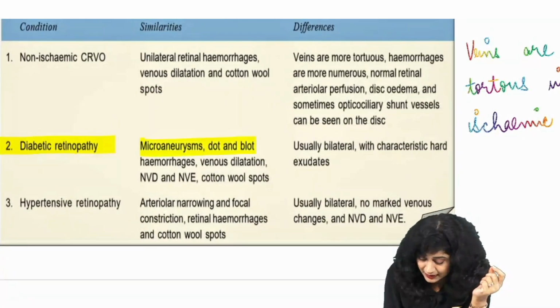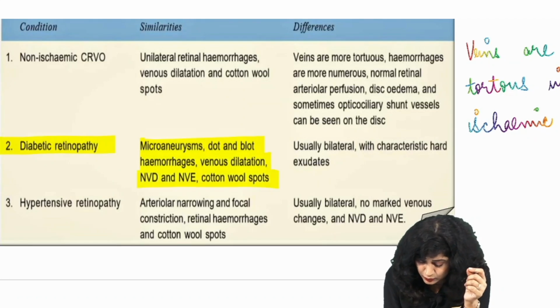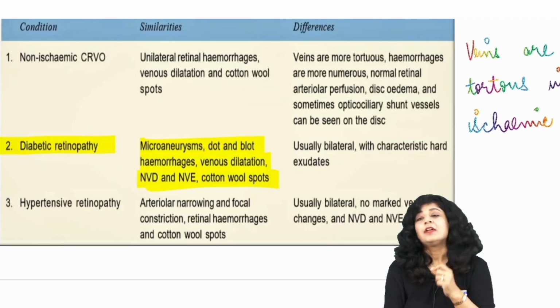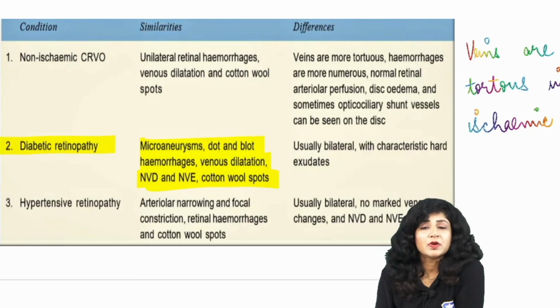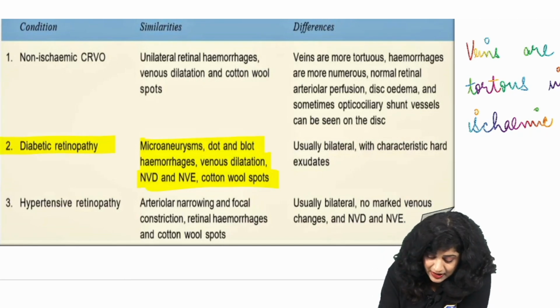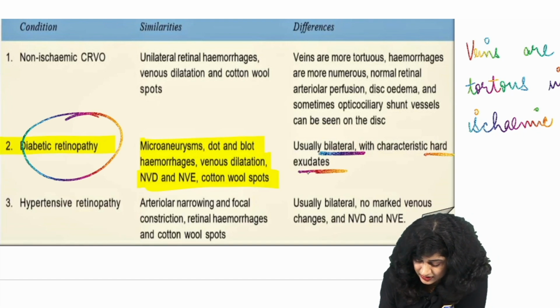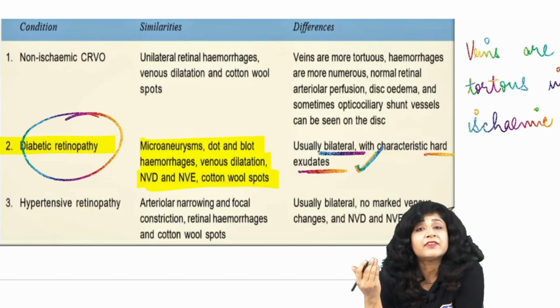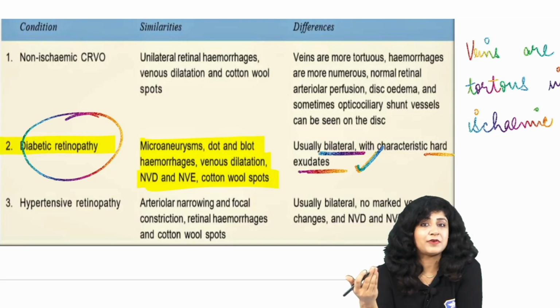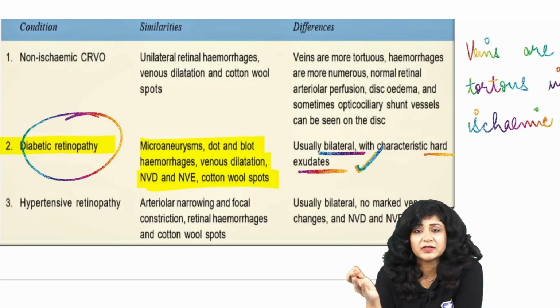Because we were having the microaneurysms, dot and blot hemorrhages, venous dilatation, cotton wool spots, all these things are there, right? But what is the difference? The difference is that if I am having a diabetic retinopathy, it is usually bilateral and we will have characteristic hard exudates. Circinate retinopathy is very typical of diabetic retinopathy. So by that you can differentiate.